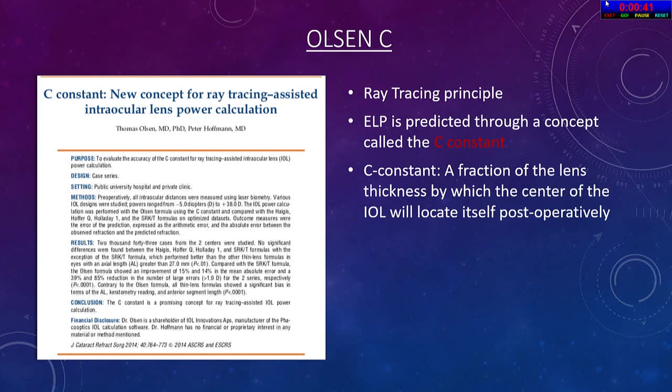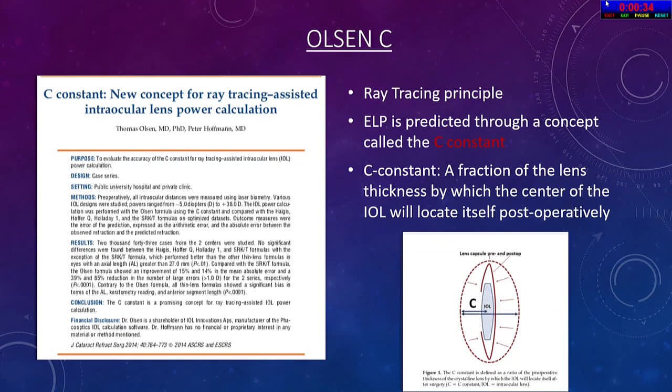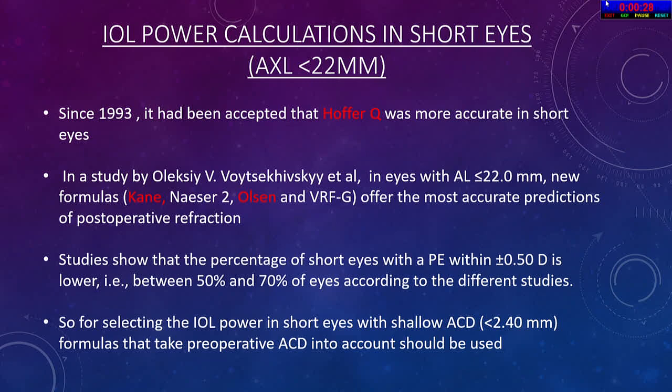So we come to IOL power calculation in short eyes, that is axial length less than 22 millimeters. Studies have shown that in short eyes, the predictive error within 0.5 diopters is much lower. So we need to be very careful while selecting the IOL power in short eyes, especially if the anterior chamber depth is less than 2.4 millimeters. In such situations, formulas taking preoperative ACD into account should be used, like the Kane formula.